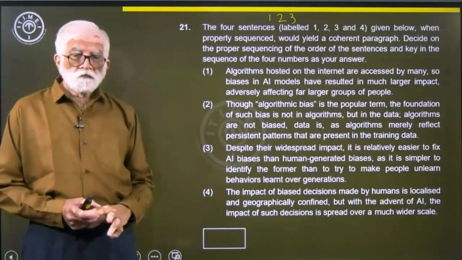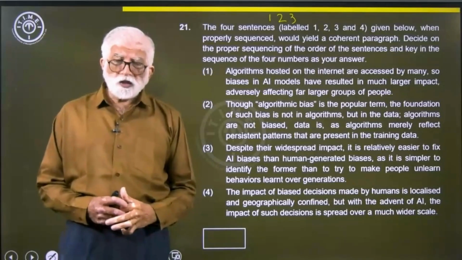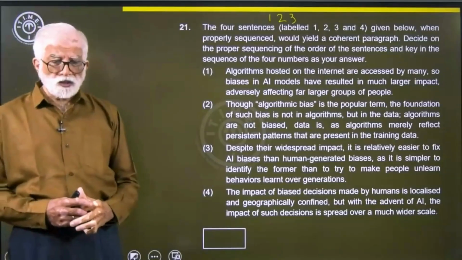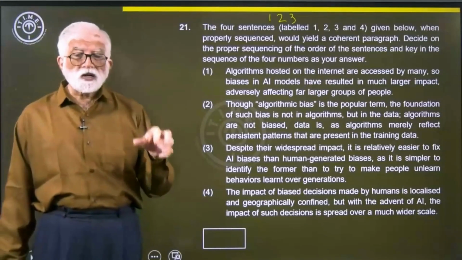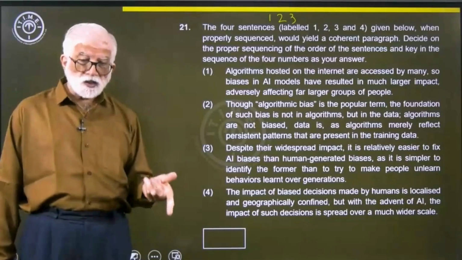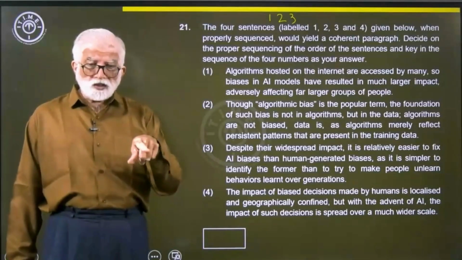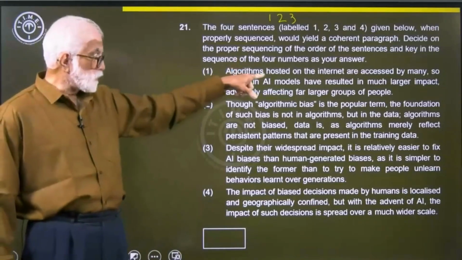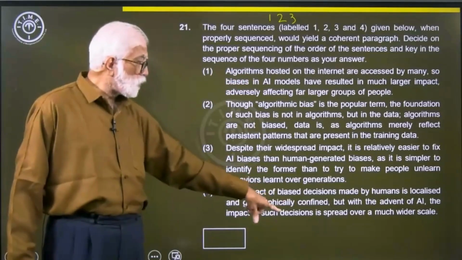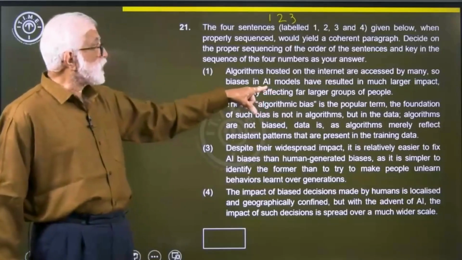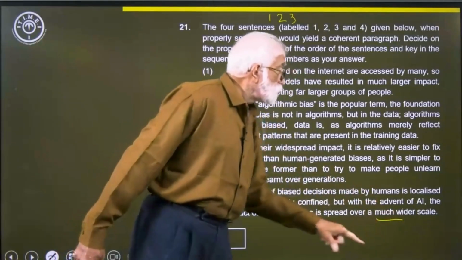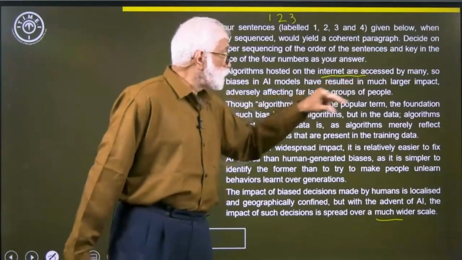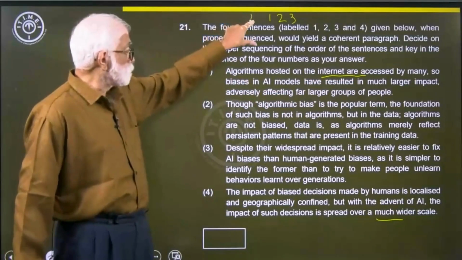What about 4? The impact of biased decisions made by humans is localized and geographically confined. But with the advent of AI, the impact of such decisions is spread over a much wider scale. Now, much wider scale is much larger impact. So the much wider scale, because it is AI, it is the fact that they are accessed by so many. The much larger scale leads to being accessed by so many, which means 4 actually has to come before 1.